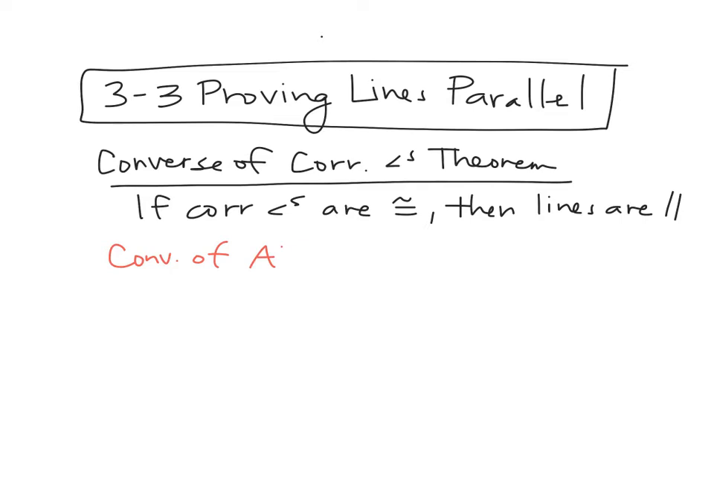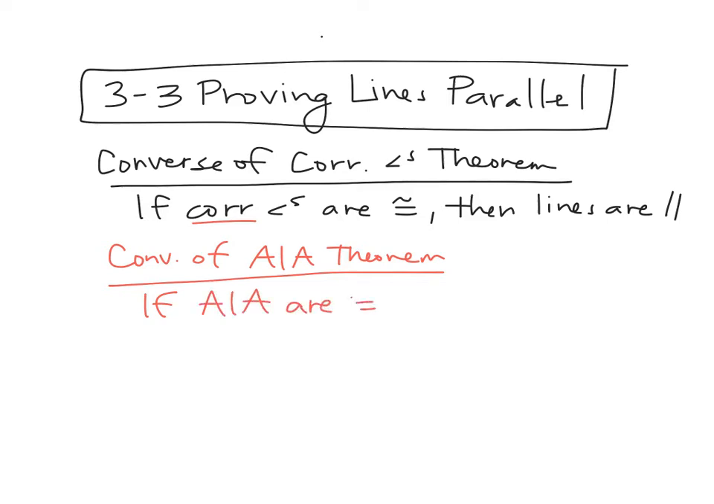So the converse of alternate interior angles theorem says the same thing, but with AIA instead of corresponding angles, right? So if alternate interior angles are congruent, then the lines are parallel. Okay, and then the converse of alternate exterior angles says the same thing. Really, if you wanted to, you could just write it 3 different times without having to write the title every time. That's up to you how you want to do that.